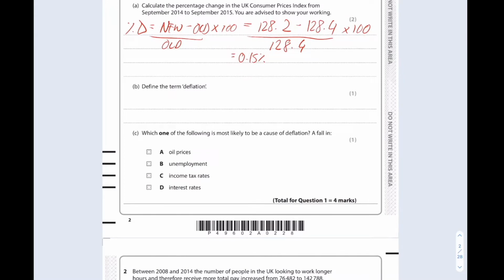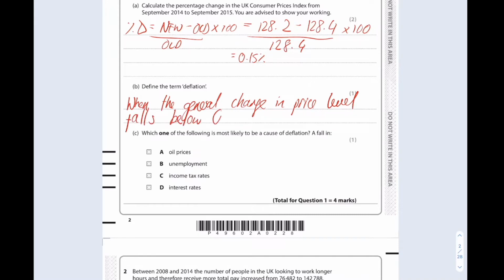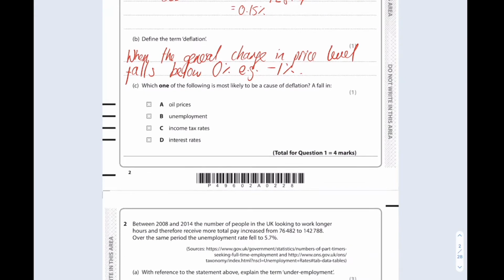Okay, deflation. Often people get it confused with disinflation, or the other way around. Deflation means a negative change in prices, or negative inflation. So it is when the general change in price level falls below 0%, e.g. minus 1%.